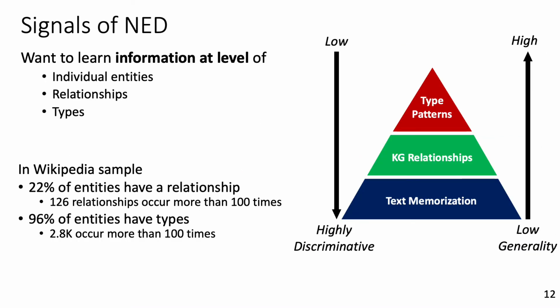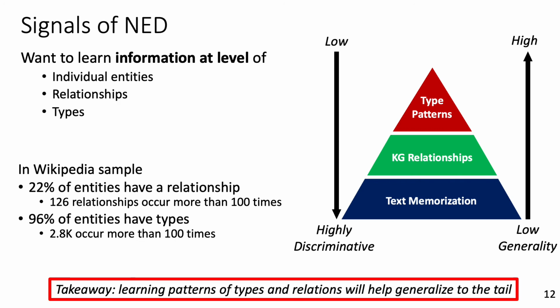As we just saw, there are these three different patterns that have different generalization abilities, specifically with the text memorization pattern having the lowest generality, meaning it's at the bottom of our pyramid. To motivate the rest of the hierarchy, a simple analysis of Wikipedia reveals that 22% of entities have a relationship, and 126 of them occur more than 100 times. And this means that we can actually learn patterns over these relationships that can then again transfer to these other entities. Now, as types occur even more frequently than relationships, we're going to put those at the top of our hierarchy. So the key takeaway here is that learning disambiguation patterns over types and relationships will help generalize to the tail, while pure textual memorization will not.